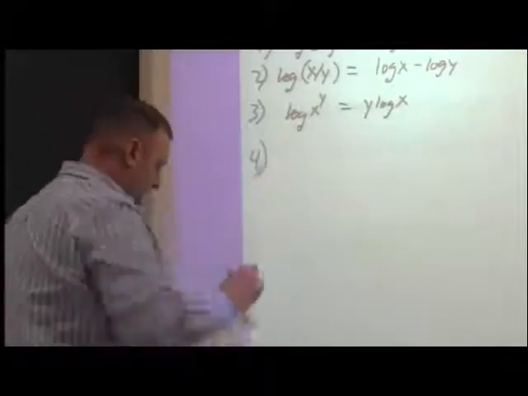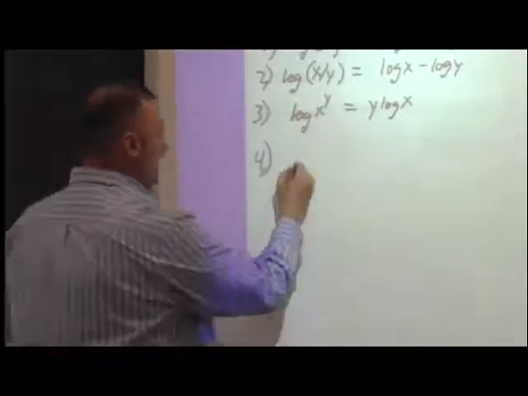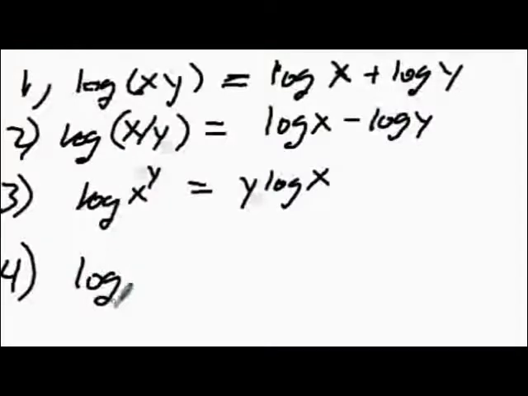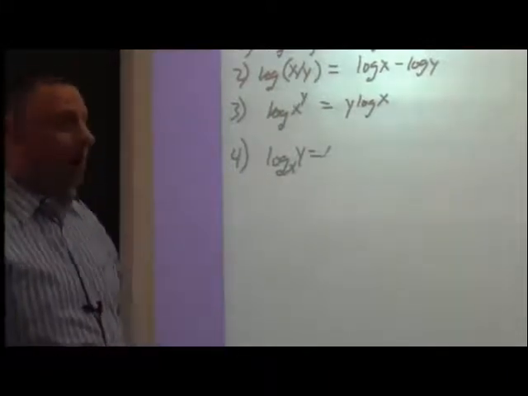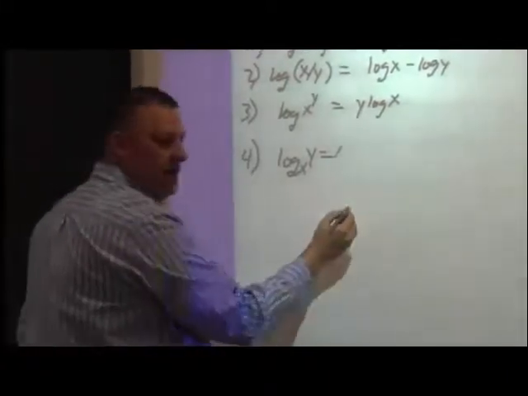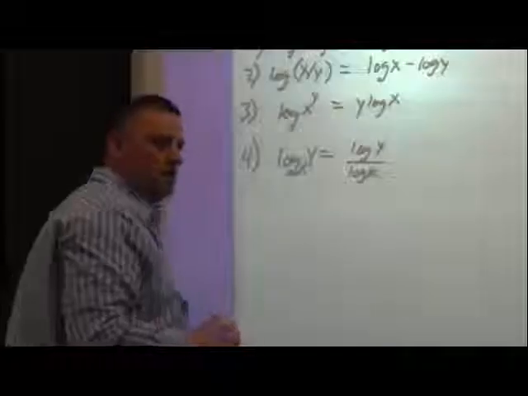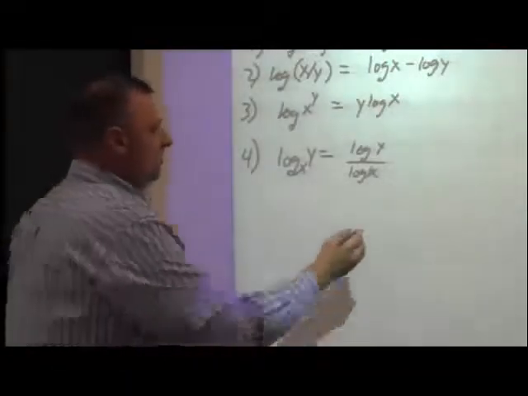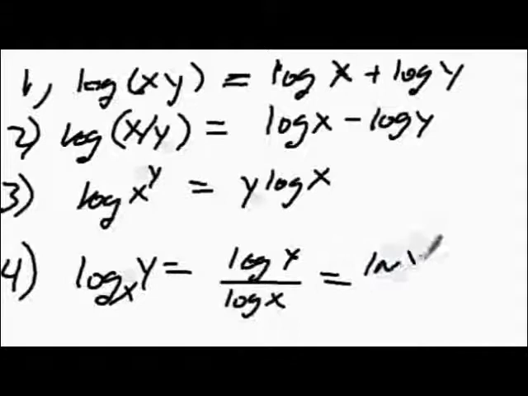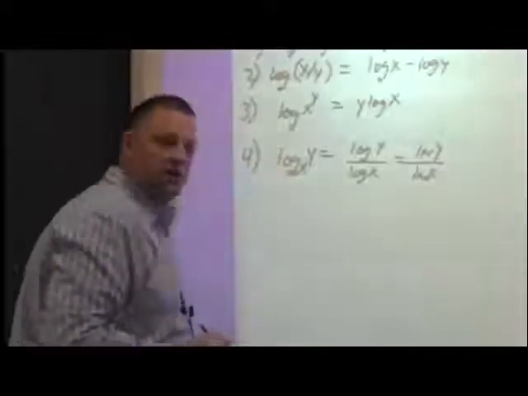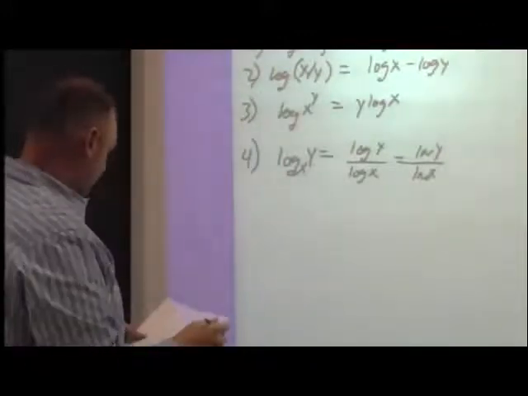Fourth, if you had log base x of y, you can change it to any base you want. So here's how change of base works. You can write that as log of y over log of x. If you want to use a natural log, an e base, it would look like this: natural log of y over natural log x. And you can change it to any base you want. So that's why they call that change of base.